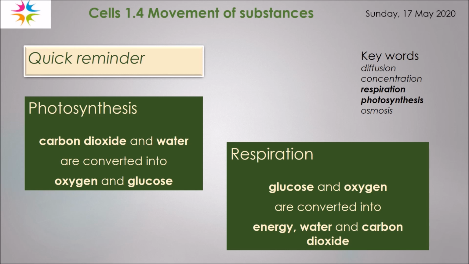Just to remind you of things that you probably learned in primary school, photosynthesis is where carbon dioxide and water are converted into oxygen and glucose, and that happens in the leaves of plants. And respiration is when glucose and oxygen are converted into energy, water and carbon dioxide. And that happens in animals and plants. So that's photosynthesis, respiration, two opposite actions.